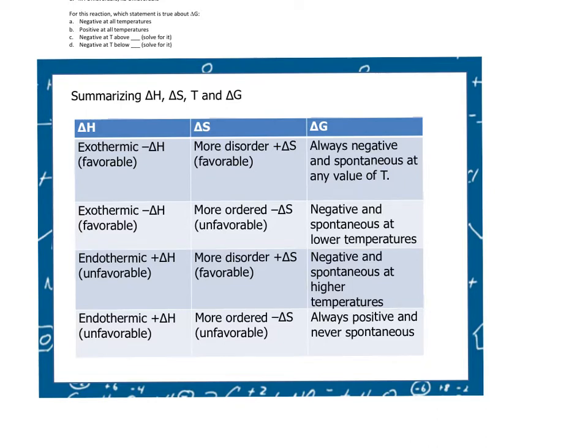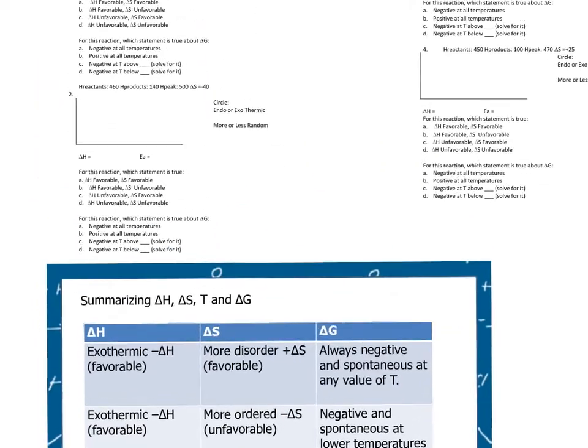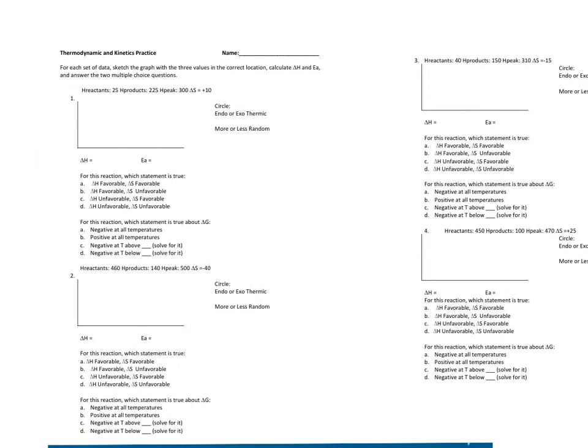Okay, it's going to be super handy because it summarizes what is true for the different signs, either positive or negative for delta H, delta S, and then gives you the different combinations of delta H and delta S to tell you what's going to be true for delta G. And when I do the two examples, I'll show you how to use this to answer these problems.